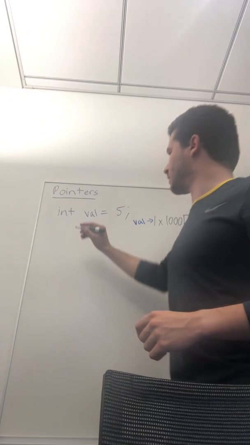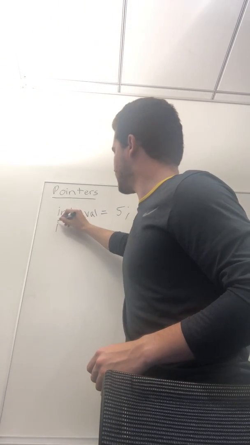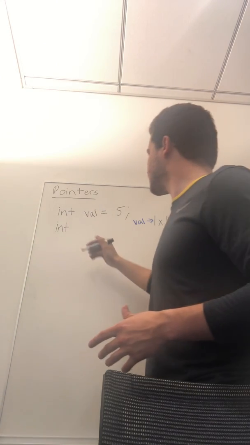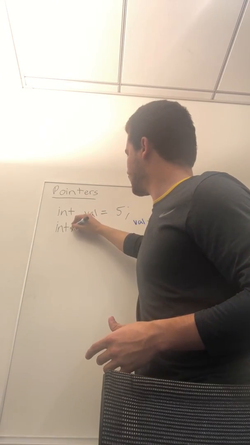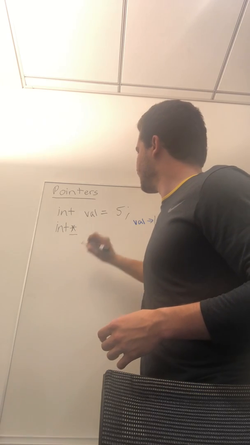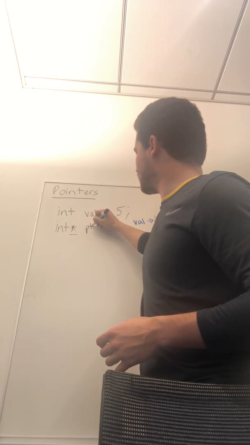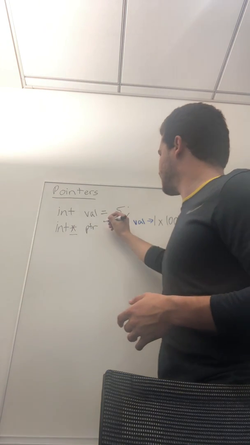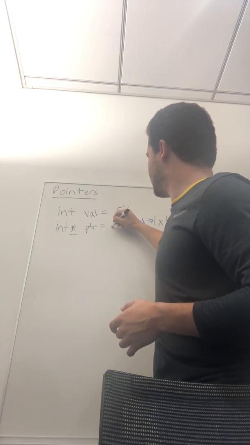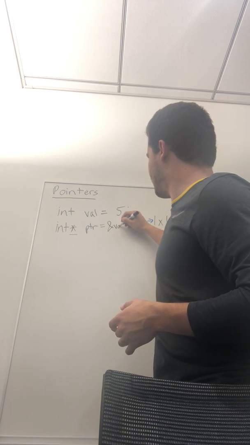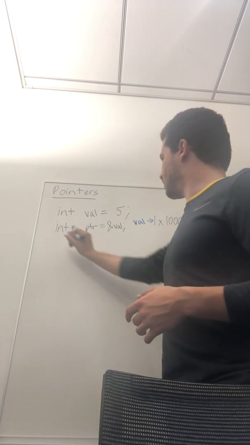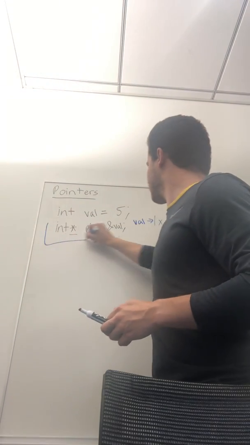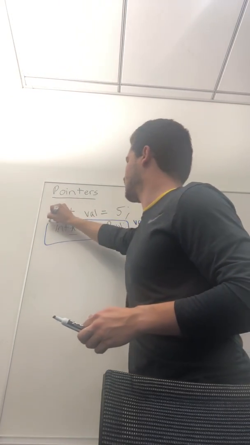The way that you make a pointer is it's going to contain the same type. So it's a pointer to an int. We make an int, and then we say star, and this star is the key here. PTR. That's a conventional way to name pointers. You don't have to do it like that, but oftentimes people do. And then we're going to use this ampersand val. This is how you declare a pointer.